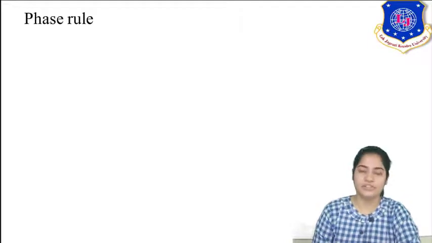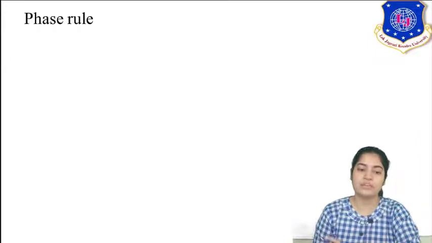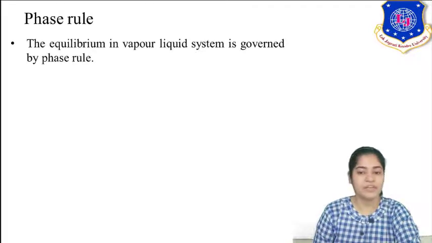In the last lecture of the distillation chapter, we had an overview about vapor-liquid equilibrium. Now we will continue it. So today's topic would start from the phase rule. Phase rule has been studied in chemical engineering thermodynamics also. Let's have an overview of it. What does it state? The equilibrium in a vapor and liquid system is governed by the phase rule.